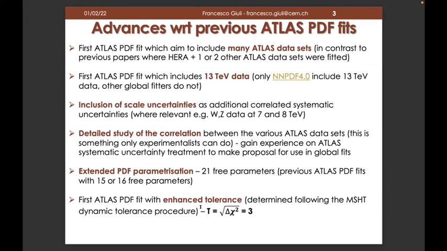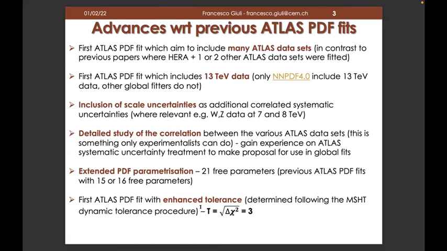So on slide number 3, I'm listing all the advances with respect to the previous ATLAS PDF fit. As I told you on my previous slide, this is the first ATLAS PDF fit which aimed to include many ATLAS datasets, in contrast to the previous PDF fits where we were including HERA data plus 1 or 2 other ATLAS datasets at a time. It is the first ATLAS PDF fit which includes 13 TeV data, and for the time being only NNPDF 4.0 includes 13 TeV data.